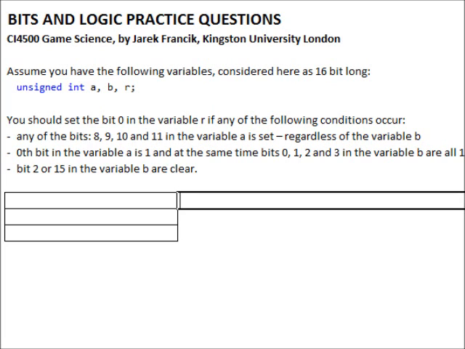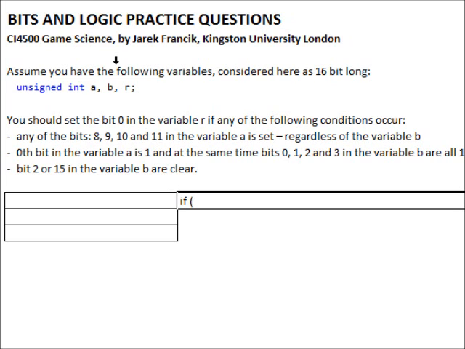This example is a little bit more complex. This time we have to set the bit 0 in the variable r if any of the three conditions occur. Any of the three conditions suggests that we will have to use the Boolean operator OR. So let's start with if. The first condition says any of the bits 8, 9, 10, 11 in the variable a is set.